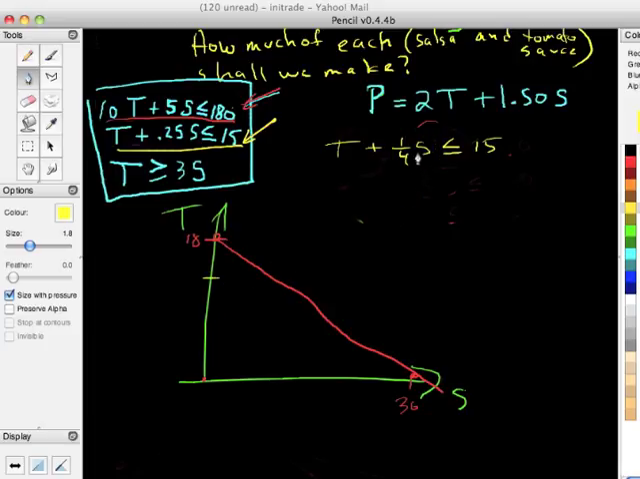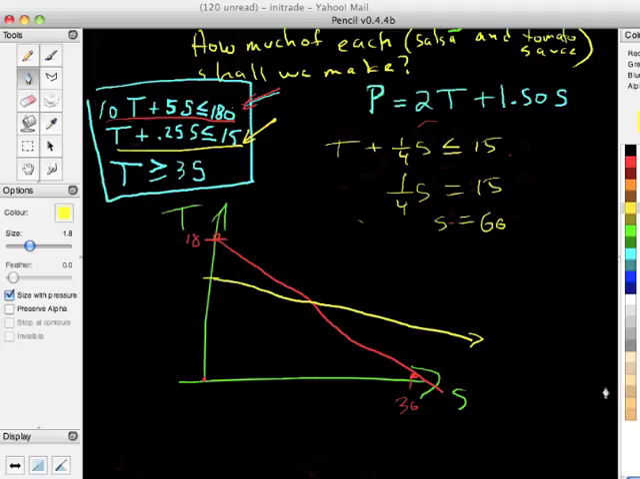And what about when t is equal to 0? So we're on the s-axis. Let's look at that. 1/4 s equals 15, so s equals 4 times 15, which is 60. So we're way out here to the side. Let me just draw a line like that. But what about this point right there? We need to find out what that point is.